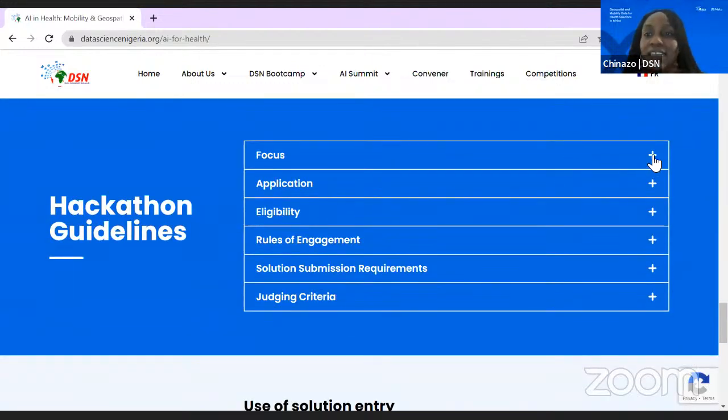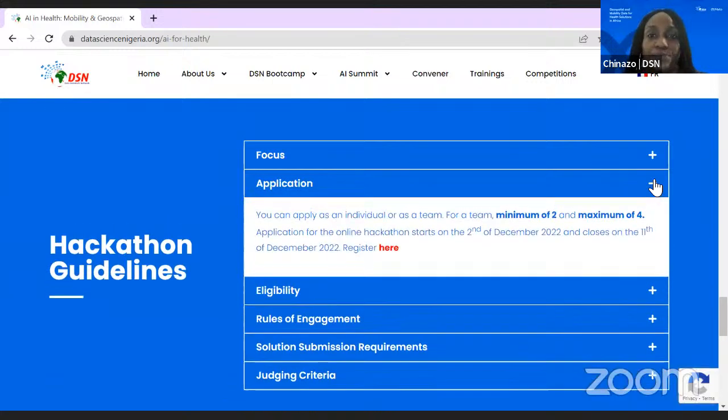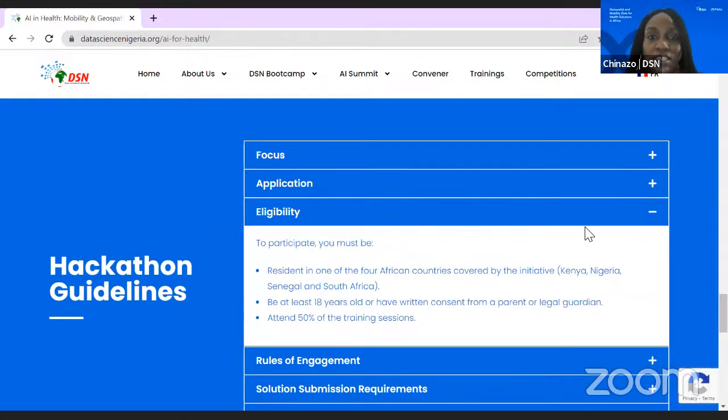For the hackathon guidelines, we have our focus, which is use of anonymized Facebook Meta mobility data and other geospatial data for social good to support health interventions and outcomes. And then we have our application. We'll talk about this in the rules of engagement.